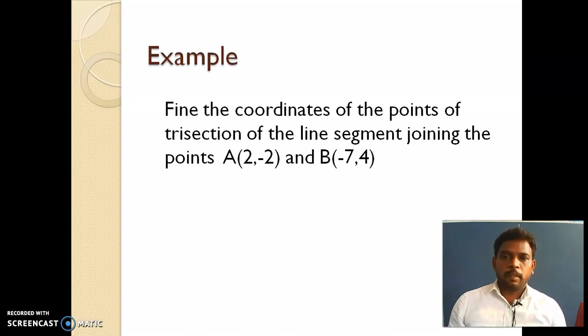Look at the next example. Find the coordinates of the points of trisection of the line segment joining the points A(2, -2) and B(-7, 4). Here they are asking us to find the coordinates when we trisect a line segment into equal parts. The endpoints A and B are given, so with the help of this information we are going to find the coordinate points. So let us see the solution video now.